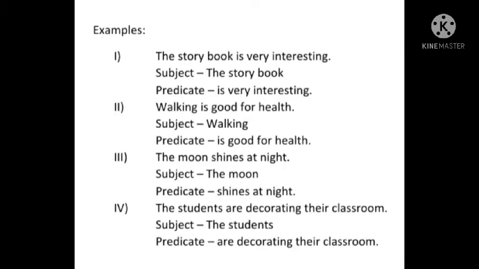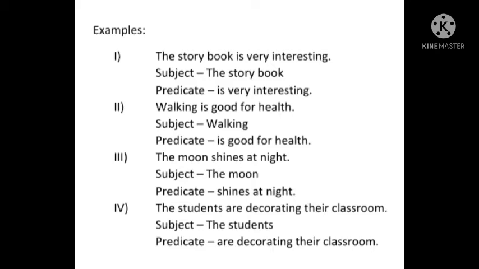The storybook is very interesting. What is the subject in the sentence? The storybook. And what's the predicate? Is very interesting. Walking is good for health. Subject is walking. Predicate is good for health. The moon shines at night. About what we are talking? We are talking about the moon. So the subject is the moon. And what we are saying about the subject, that is shines at night. So shines at night is the predicate.